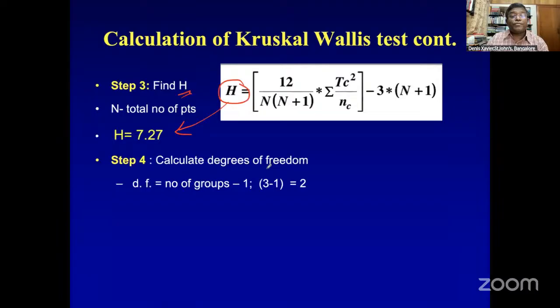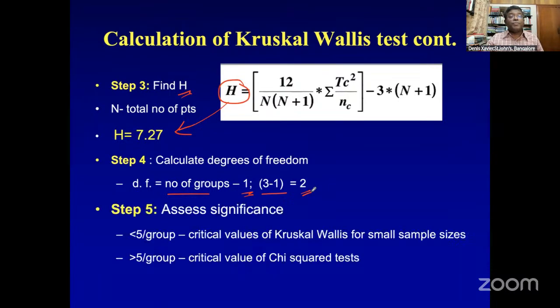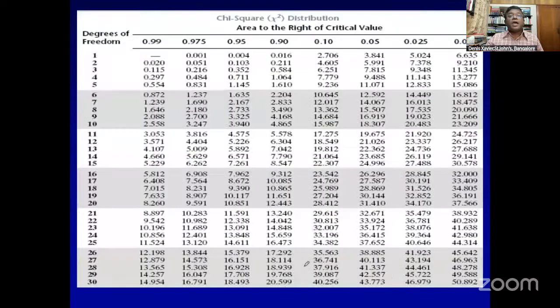The degrees of freedom is number of groups minus 1. Number of groups is 3, minus 1, so degrees of freedom is 2 now. In the previous situation, degrees of freedom was 1 for the 2x2 table. Then we assess significance, and we look at the critical value using the same chi-square test. And here we go, degrees of freedom is 2.